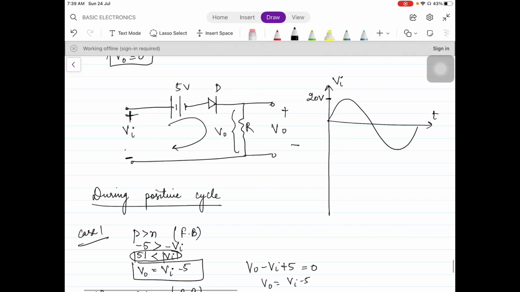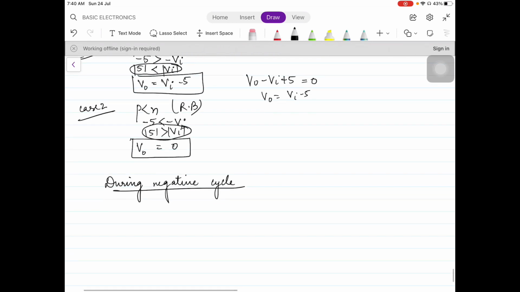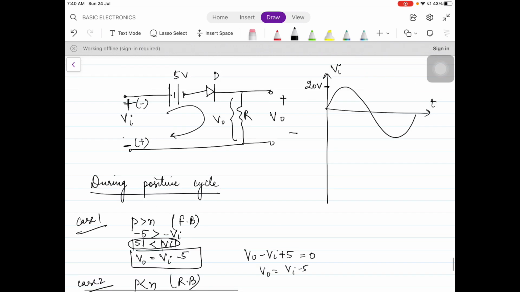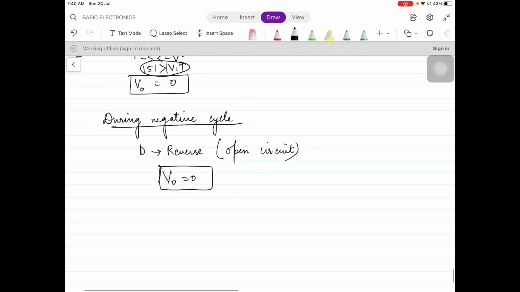put the signs without striking off the previous ones. Put your pen on the diode. P is getting negative, but your N is getting positive. So the diode's P and N are getting opposite signs. You can decide whether the diode is forward or reverse. It is reverse at once and it is open circuit. When the diode is open circuit, V0 is again 0 because V0 is the voltage across R and no current flows in the R. So V0 is 0. Now we have calculated V0 for both the cycles, so our calculation part is over.